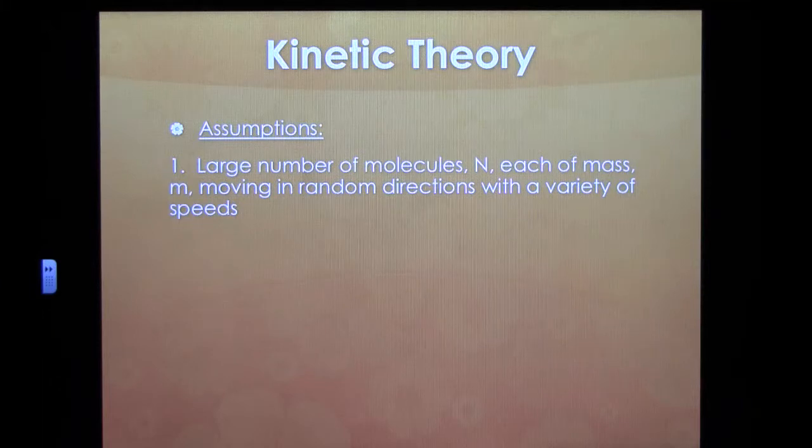Recall that the analysis of matter in terms of atoms in continuous random motion is called kinetic theory. We must make a few assumptions about the molecules in a gas to reflect a simple view of a gas. The first assumption is that there is a large number of molecules, each with a certain mass, moving in random directions with a variety of speeds. So lots of molecules, different directions, and tons of different speeds.